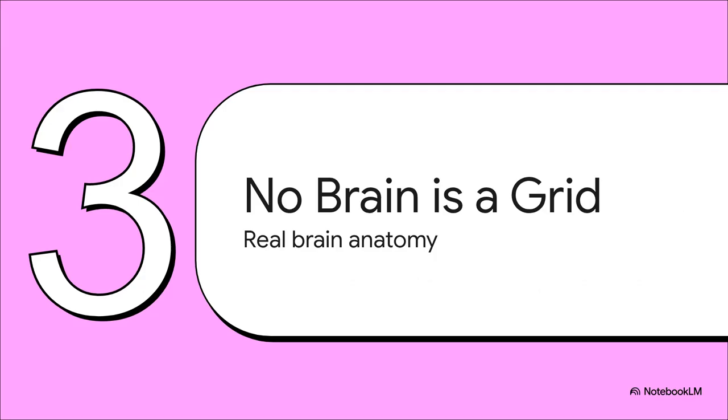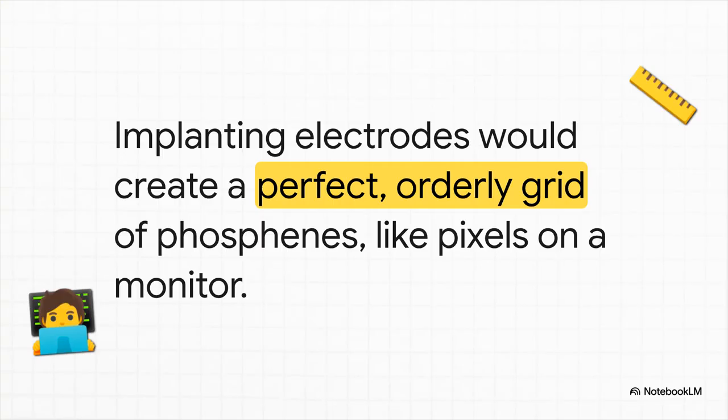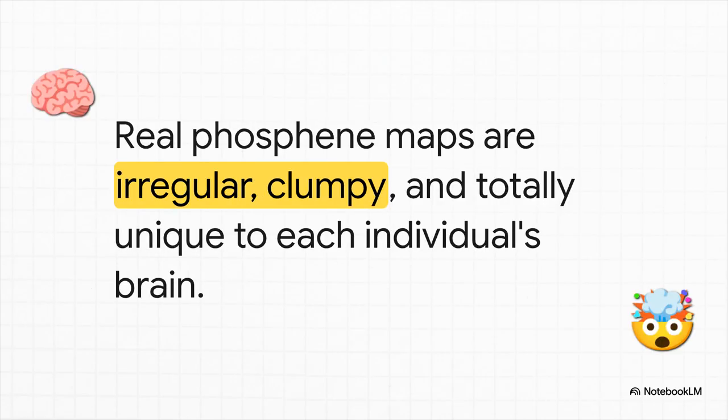Okay, so we've got more pixels, and we've got a safer way to power them. But now we run into a much messier, more biological problem. The simple fact that no brain is a perfect grid. You know, in an engineer's dream world, implanting these electrodes would create this beautiful, orderly grid of phosphenes in someone's vision, just like the pixels on your monitor. Super simple, totally predictable, perfect for drawing shapes and letters. But reality is never that neat, is it?